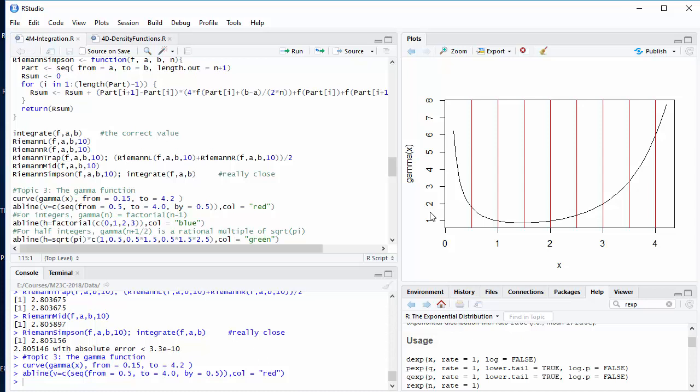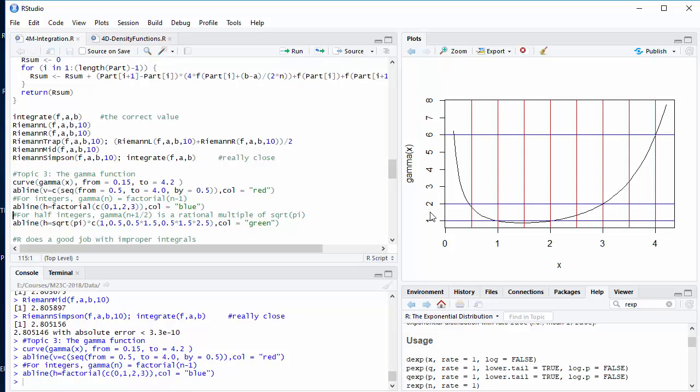For integer values, gamma of n is just n minus 1 factorial, and I can still illustrate that by first drawing horizontal lines at the value of 0 factorial, which is 1, 1 factorial, 2 factorial, and 3 factorial. Remember, 3 factorial is gamma of 4.